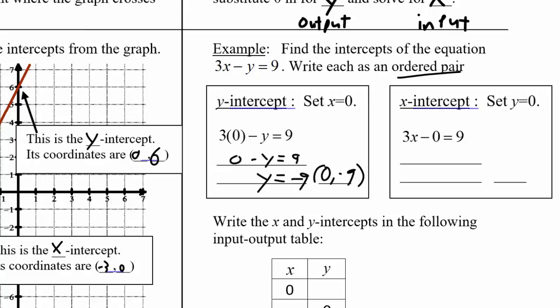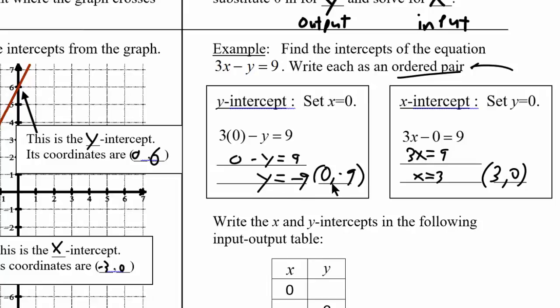Okay, and then for the x-intercept, we're going to set 0 for y and solve for x. All right, so it looks like we end up with 3x equals 9. And when we solve this for x, we end up with x equals 3, right? We can divide both sides by 3 to end up with x equals 3. And again, as an ordered pair, right? That's what we're asked to write this as an ordered pair. So it should be 3, 0. And there you have it. Okay, so again, if we're looking for y, we make x 0. If we're looking for x, we make y 0.